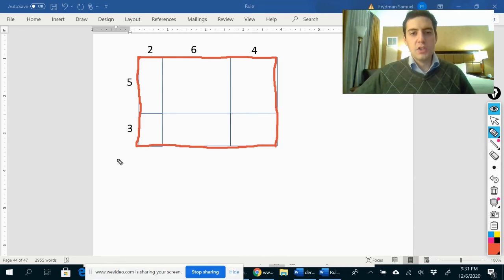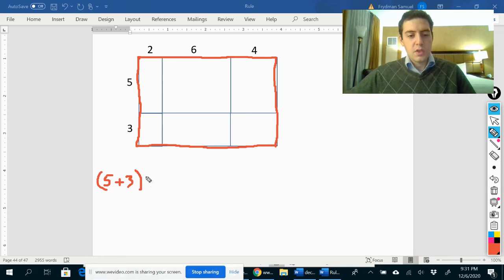Well, again, what I can do is multiply the width by the length. Now, the width in this case would be 5 plus 3, which of course you know is 8, but I'm just going to write it as 5 plus 3. So I take that width and multiply it by the length here, which would be 2 plus 6 plus 4, which is 12, but I'm just going to write it as 2 plus 6 plus 4. Okay, now if I were to evaluate this, that would give me the area of the red rectangle.